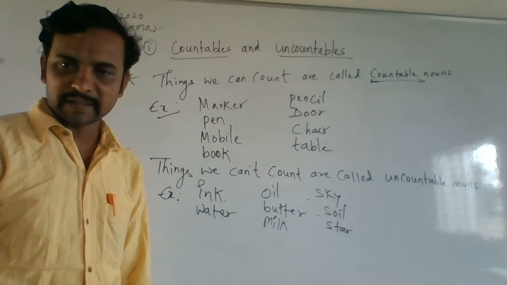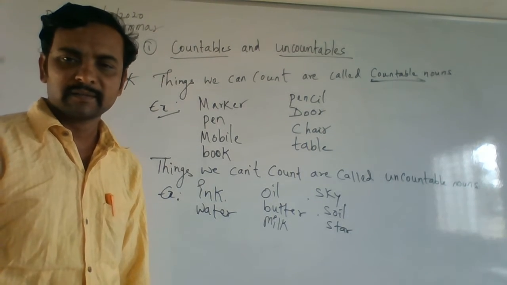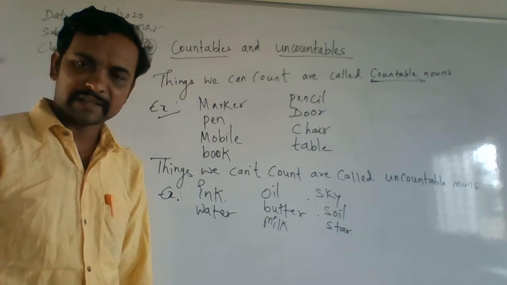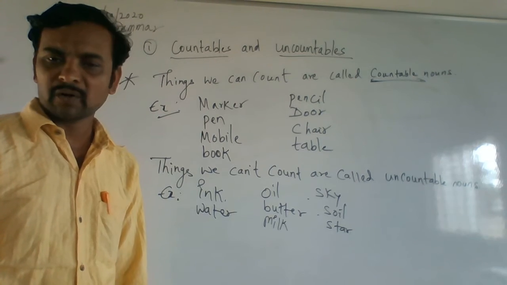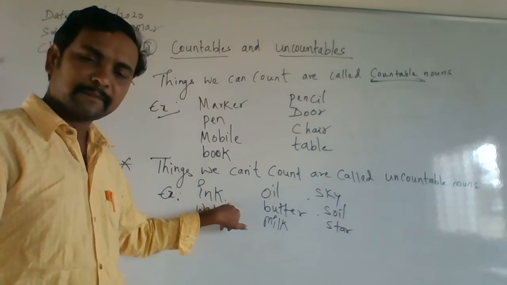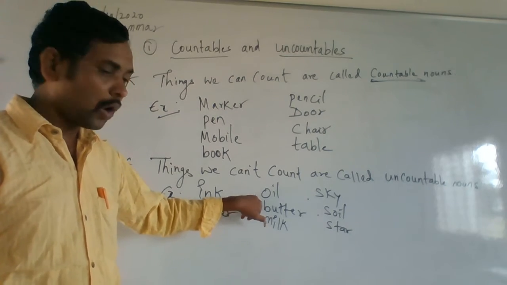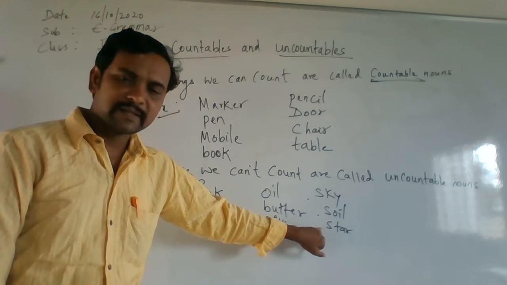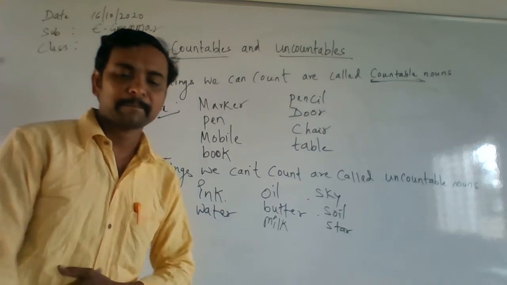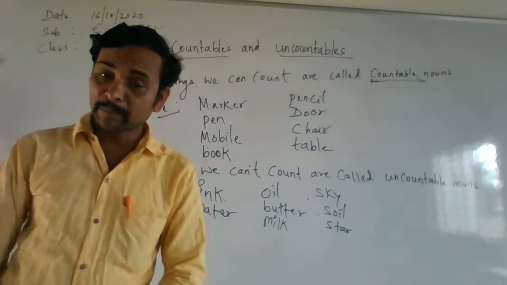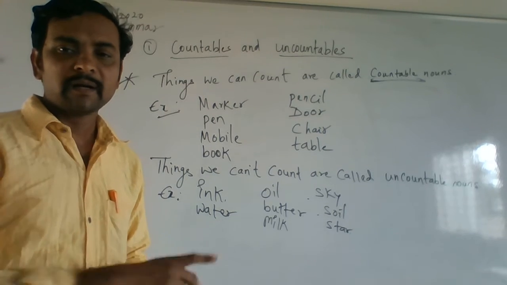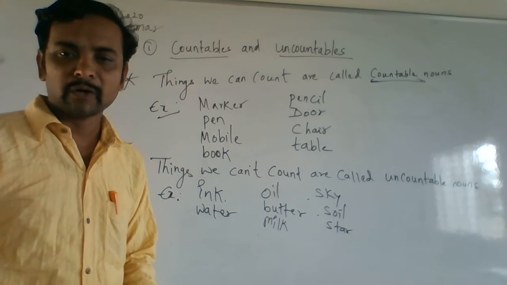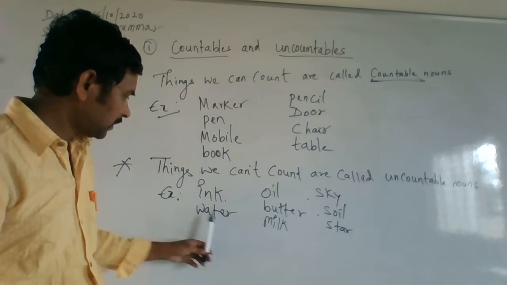Dust, that is also uncountable. Is it possible to count? No, highly impossible. So ink, water, oil, butter, milk, sky, soil, star. All these are what type of noun? All these are uncountable nouns because we can't count.